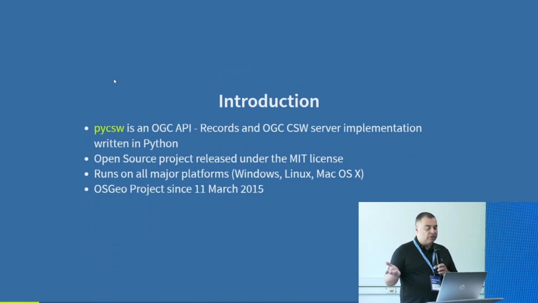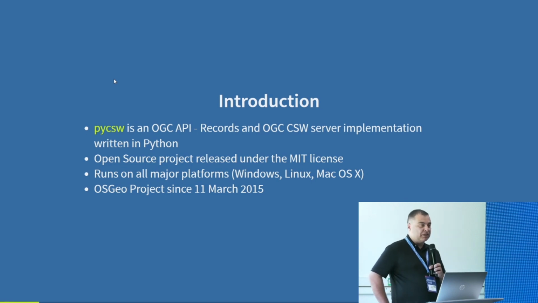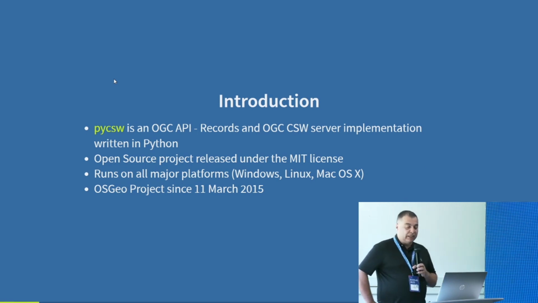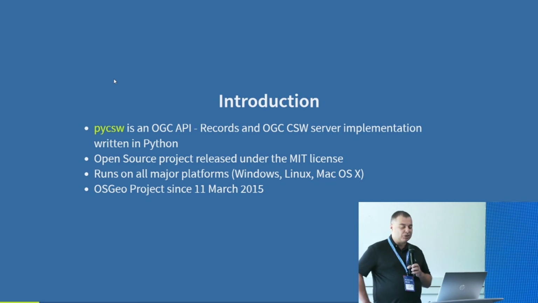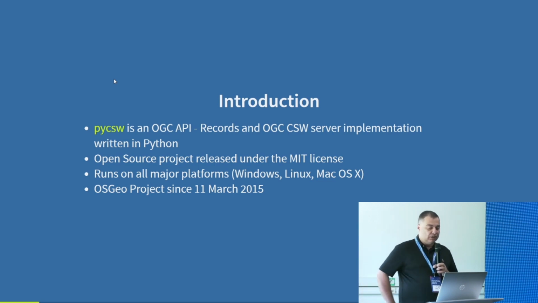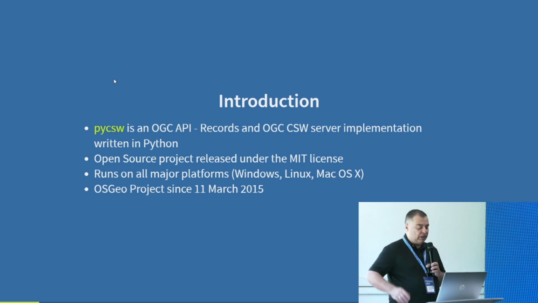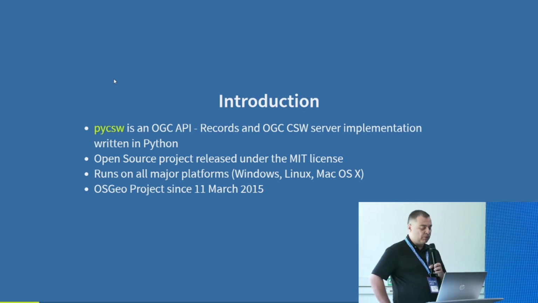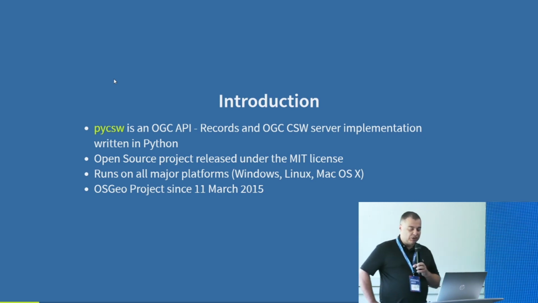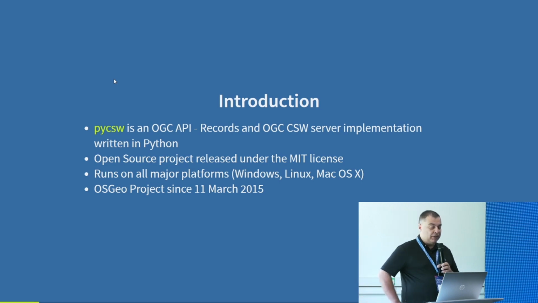So pycsw is an OGC API records and OGC CSW server implementation that's written in Python. It originally was put forth as a CSW implementation. So CSW is the OGC Catalogue Service for the web specification. Recently, with the proliferation of the OGC API efforts, OGC API record support has been added to the project. It's open source, runs on all platforms, MIT license, and we've been an OSGeo project for 8 years or so.